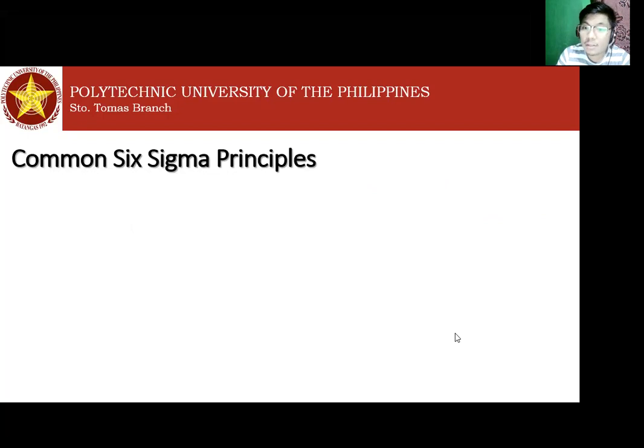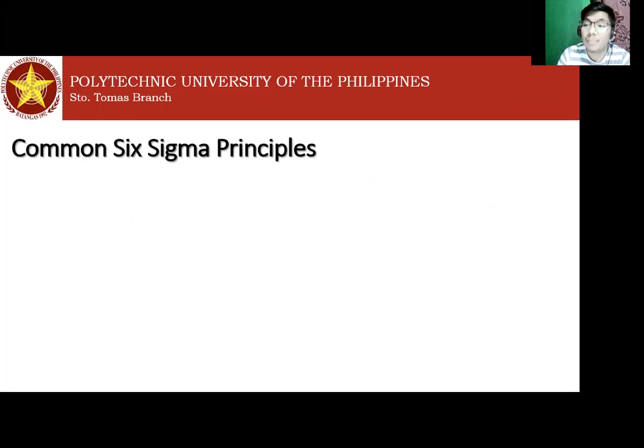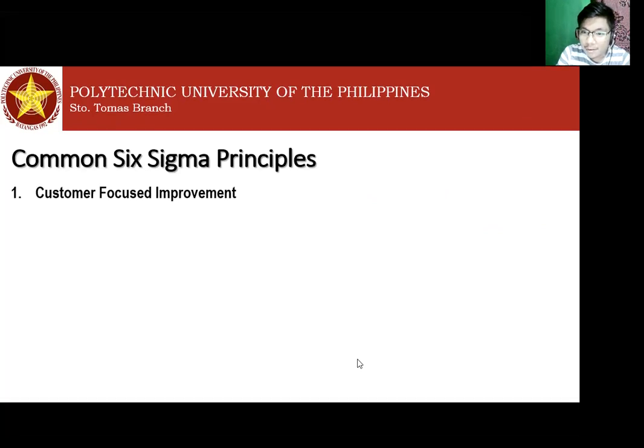There are 6 common Six Sigma principles. What does Six Sigma have? First is customer focus improvement. In Six Sigma, it doesn't just make improvements for the sake of driving up Sigma levels. The primary principle of this methodology is focus on the customer. As you can remember, the voice of the customer and the ways of establishing what the customer wants in terms of product or services.